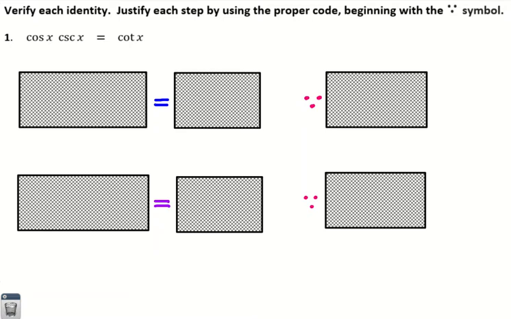Well, here we go. The sample test for Unit 2 starts off with verifying a few identities. Justify each step using the proper code, beginning with the because symbol.